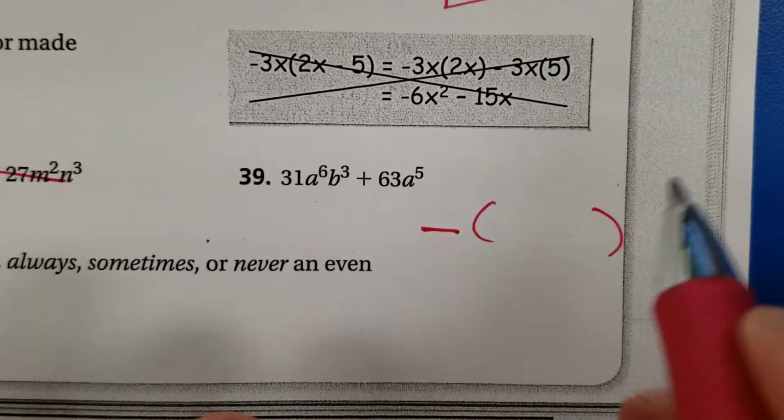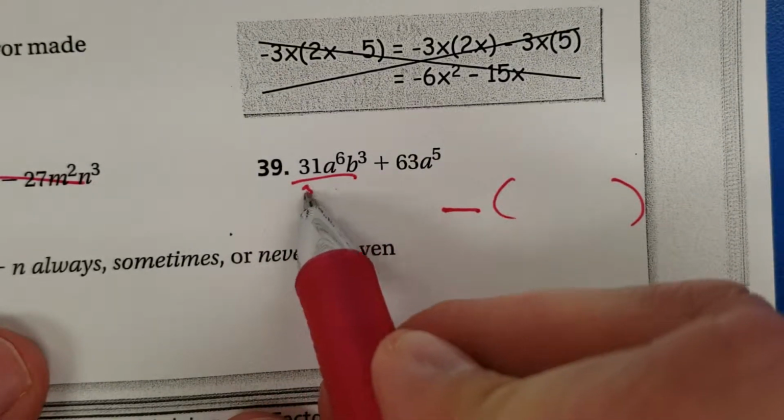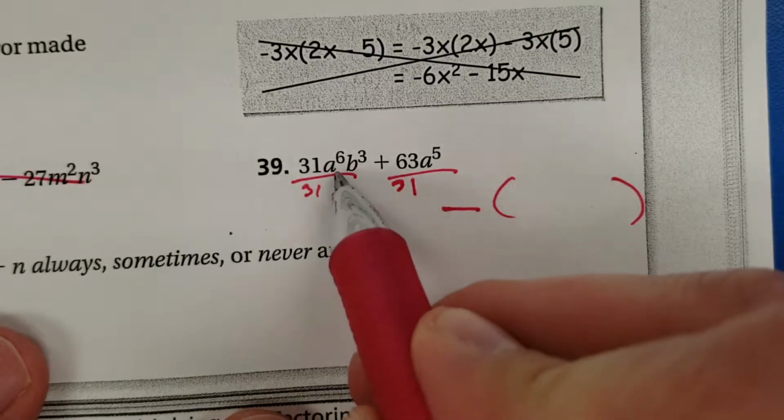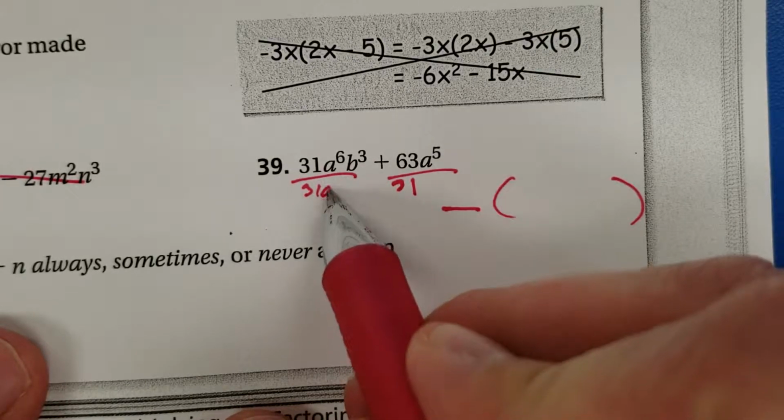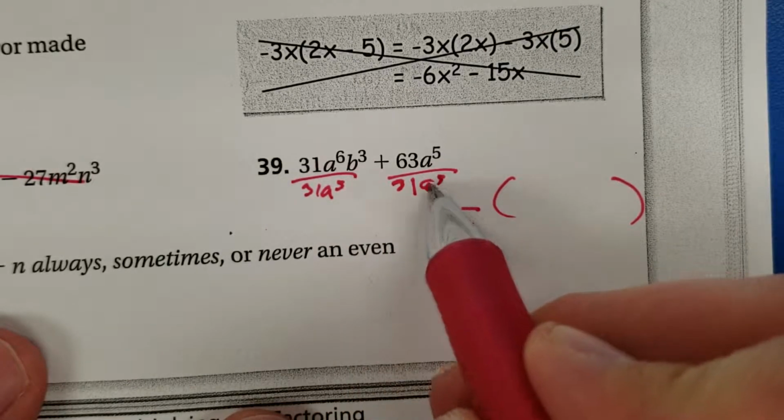GCF remains. What's the most I can take out? I can take out a 31. Can't take out any b's because you don't have any, but I can take out an a to the 5. There you go. Do the division.